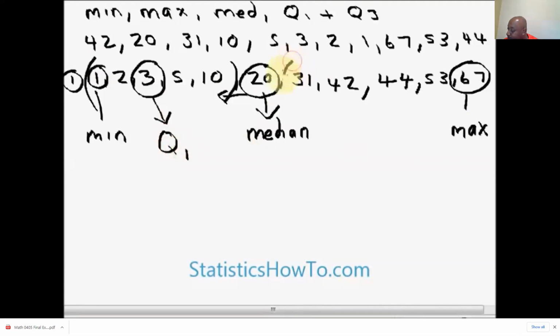And we're going to do the same for the upper set of numbers to find Q3. We have 5 numbers. 44 is right in the middle. That's our median of our upper set of 5 numbers, and this is going to be Q3. That's how to find a 5-number summary.